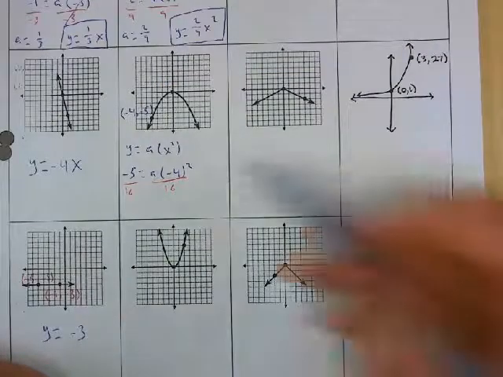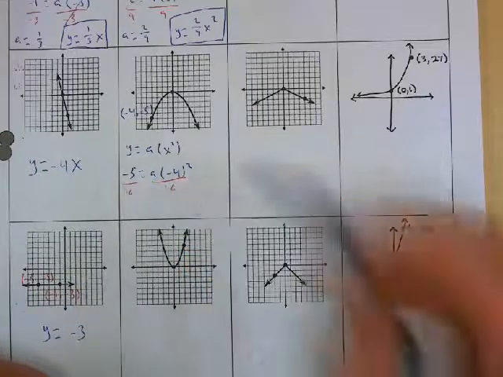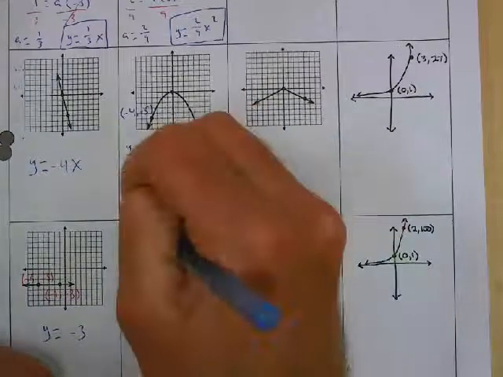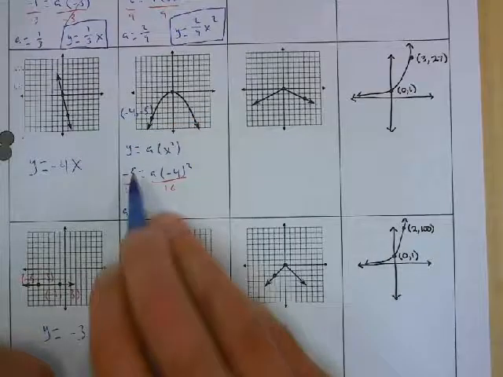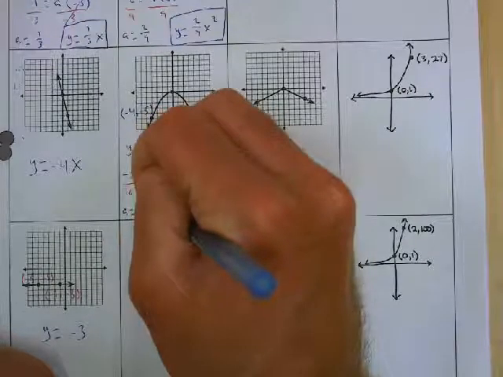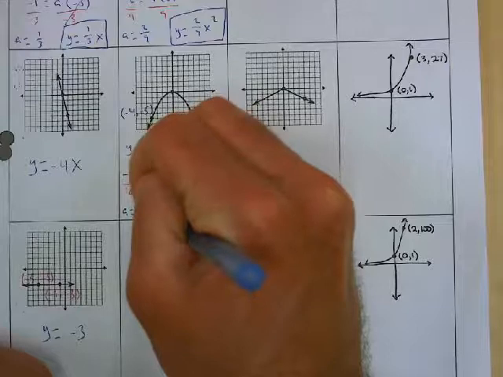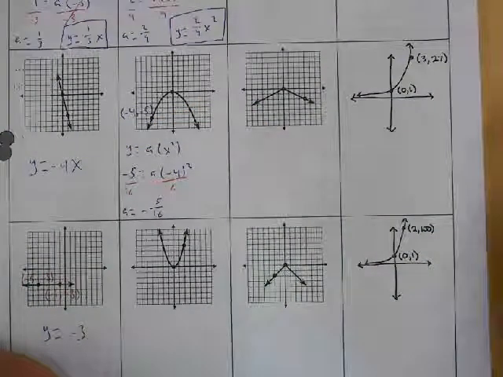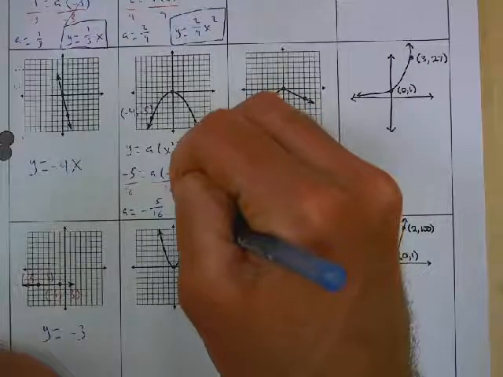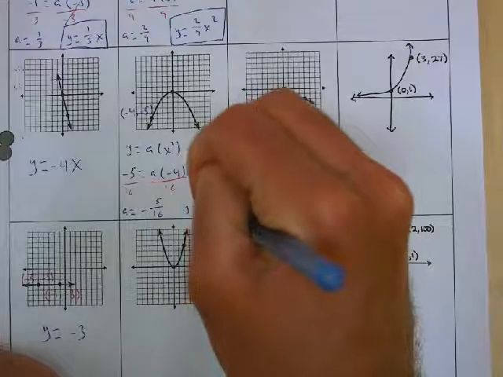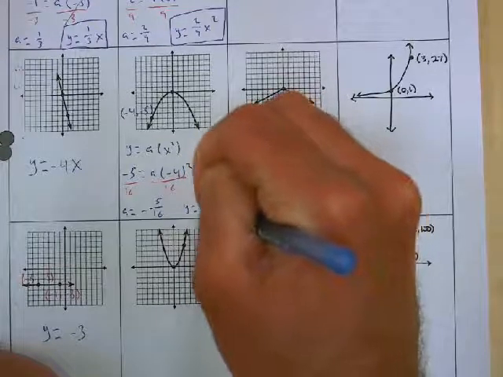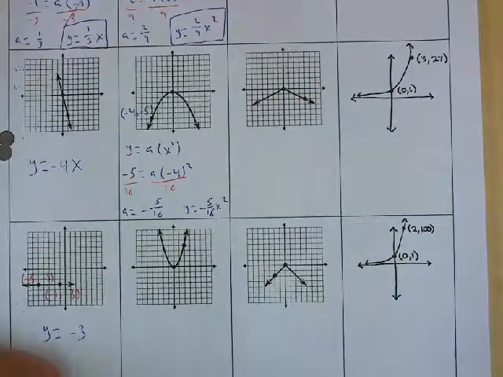Now if I had more space, I might write it out. Negative 5 equals 16a, but we're tight on space here. And that gives us a equals negative 5 divided by 16. Just leave it as negative 5/16. And now that I know what a is, I can plug that into my equation, and I get y equals negative 5/16 times x squared. And then that's my equation.